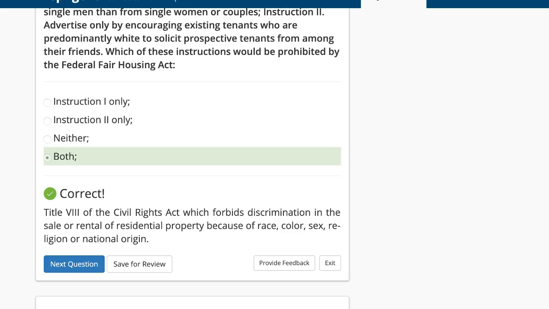What does steering have to do with? Steering has to do with working with buyers. Block busting and panic peddling, or panic selling, have to do with sellers. Steering is saying, oh, you're one of those people, you should live there. Block busting or panic peddling is when you say, you better sell because those people are moving to town, and you don't want to live by those people, do you?